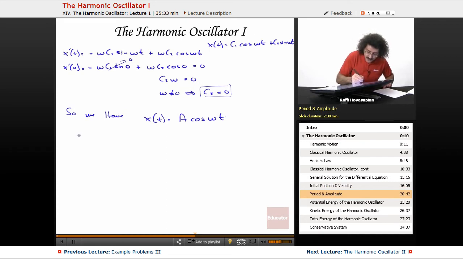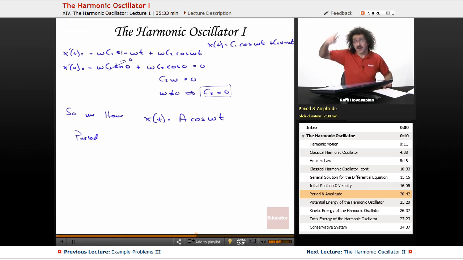Okay, the period. This is harmonic motion. You know what a cosine function looks like. It starts up at, in this particular case, A is the amplitude, and it goes like this. Oscillates back and forth. This is harmonic motion. It's always going to be in terms of sine and cosine. The period of this oscillation is equal to 2 pi divided by omega.